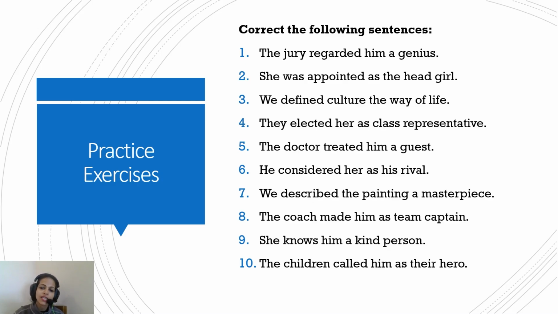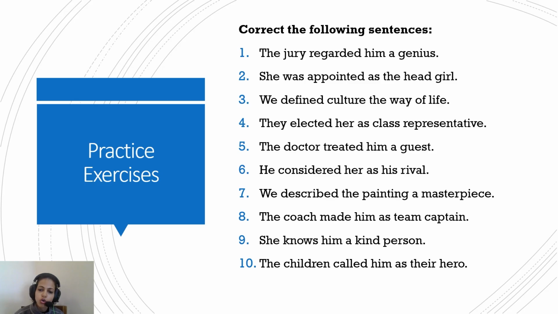They elected her as class representative. No, elected itself is complete. We do not need as to be followed by elected. They elected her class representative. The doctor treated him a guest. No, the doctor treated him as a guest. He considered her his rival, because consider itself is complete and does not need to be followed by as. We described the painting a masterpiece. We described the painting as a masterpiece.